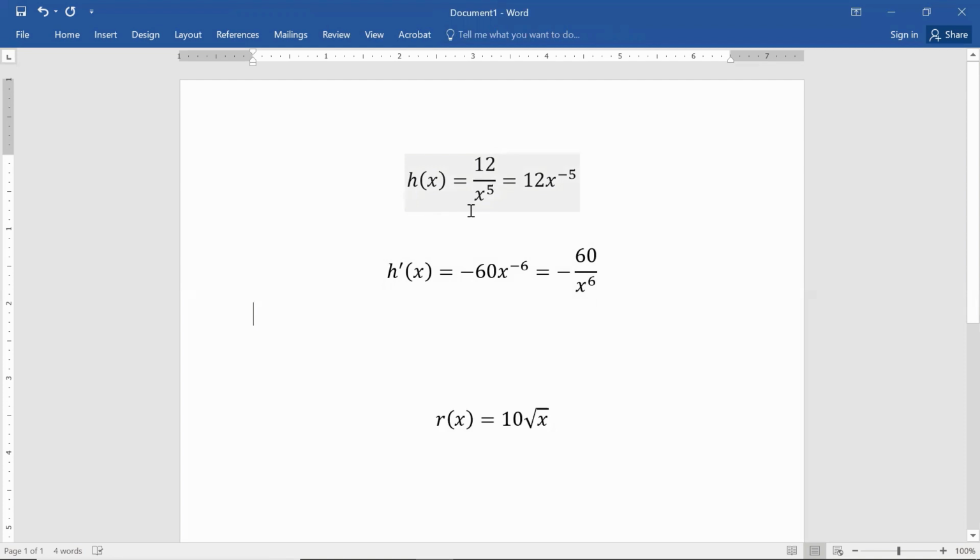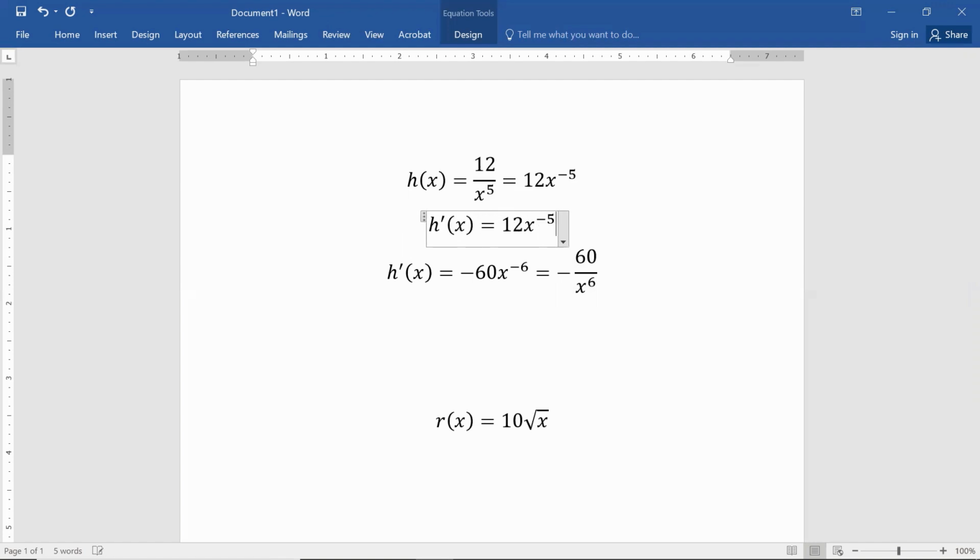As a word of caution, a lot of times people will write these things out and they will make the mistake of saying that the derivative is equal to the rewrite. That is not the case. So just be wary of that. The derivative is not the rewrite.